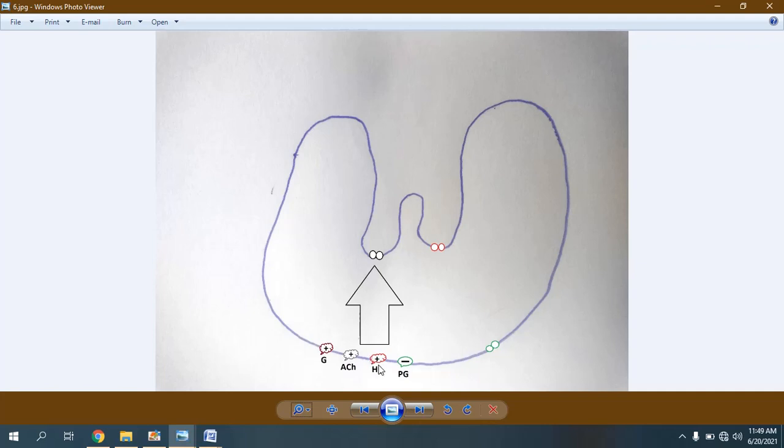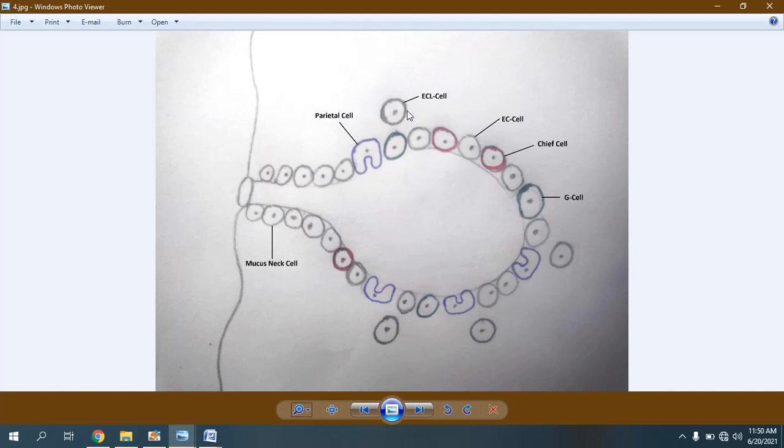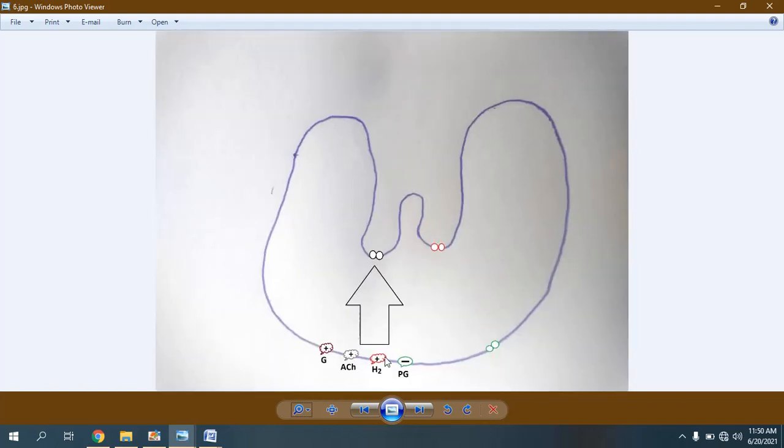Similarly, this is the histamine receptor. From where does the histamine come? The histamine comes from the paracrine cells over here, from the adjacent cell. You can see over here that this ECL cell is a paracrine cell which secretes the histamine, and that histamine combines with the histamine receptor, the H2 receptor. Histaminic receptors are of two types, H1 and H2. Over here, the H2 is responsible for the secretion of proton from the proton pump.